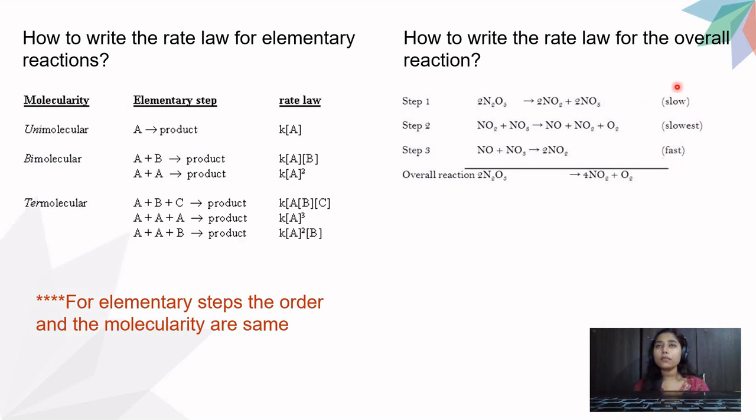Okay, so these are nothing but the speeds of the three steps. Okay, now whenever you see the slowest step, that slowest step is nothing but your rate determining step.